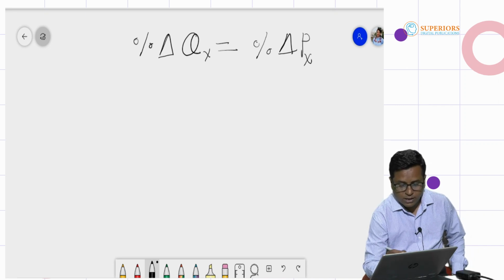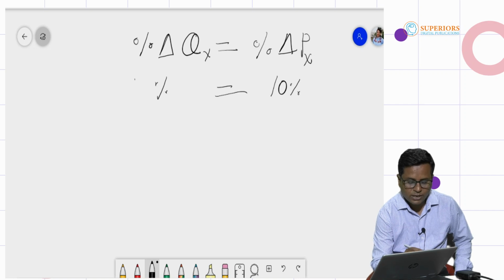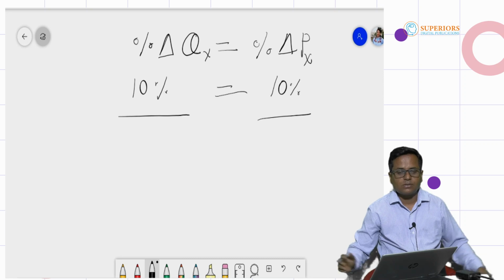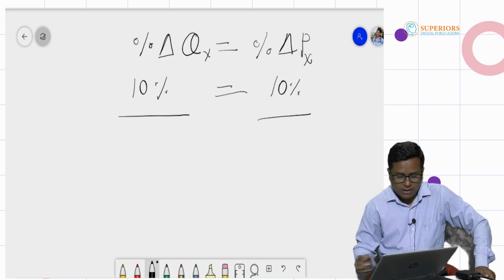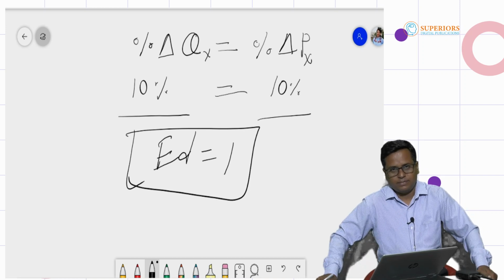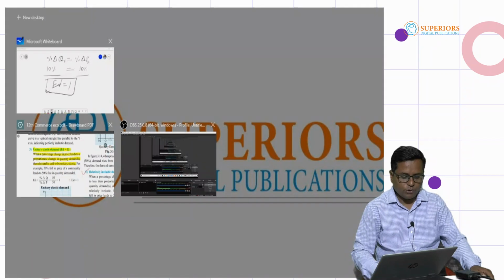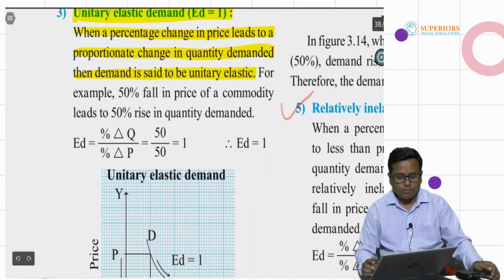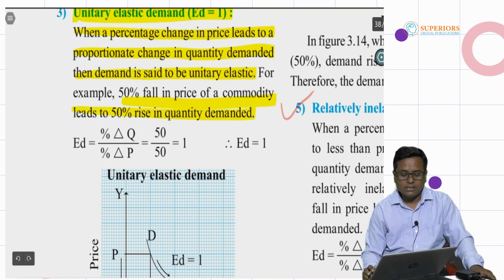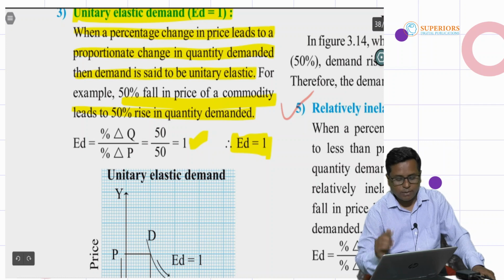For example, suppose a 10% change in price of X commodity caused a 10% change in its quantity demanded. Here, percentage change in demand and percentage change in price are the same. Therefore, the price elasticity of demand is equal to 1, and therefore it is called unitary elastic demand, or unit elastic demand. So, the numerical value of unit elastic demand is 1. In the example, 50% fall in price caused 50% rise in quantity demanded. 50 divided by 50 is equal to 1. Here, elasticity of demand is equal to 1. So, this is the numerical value.